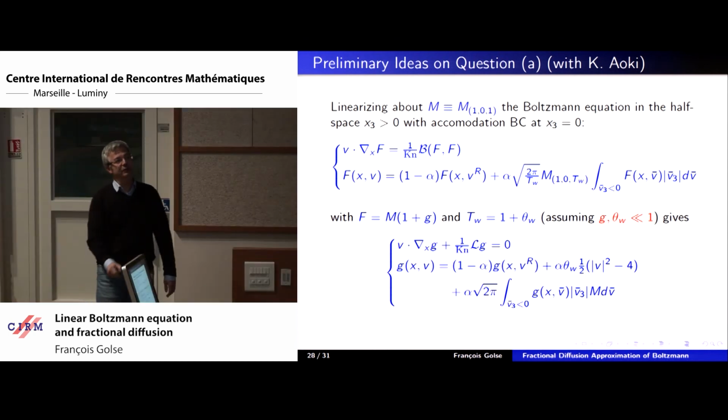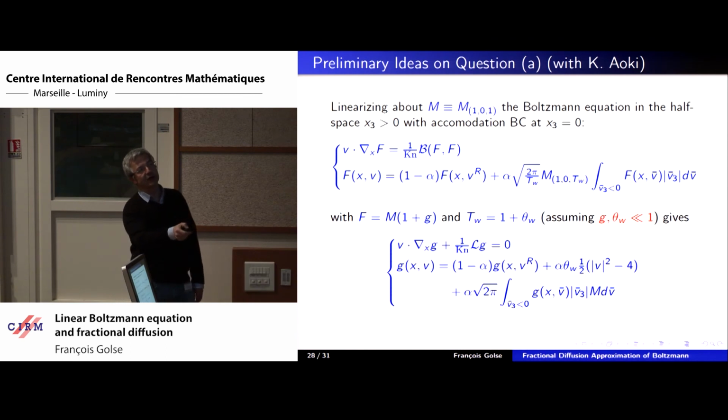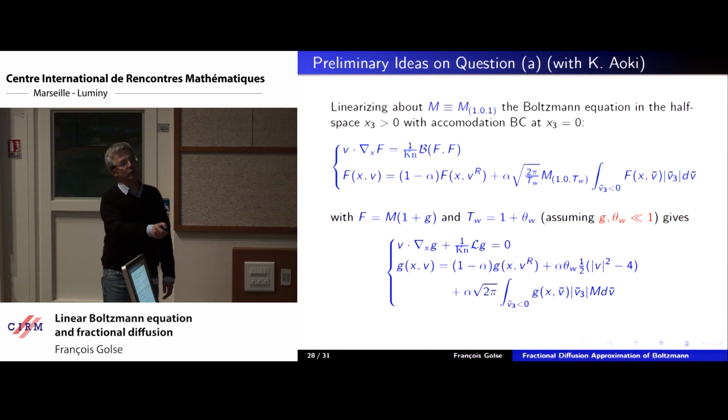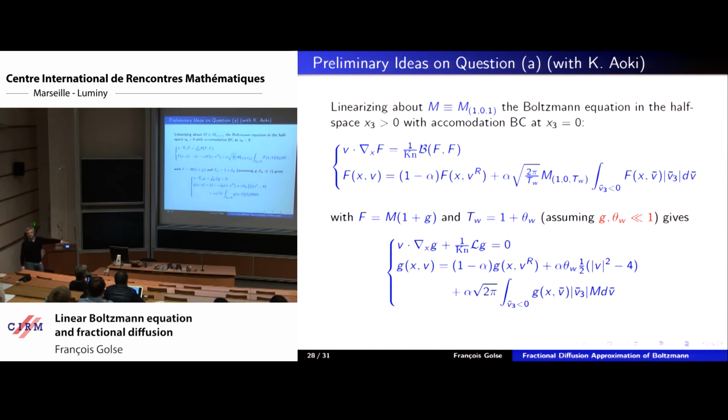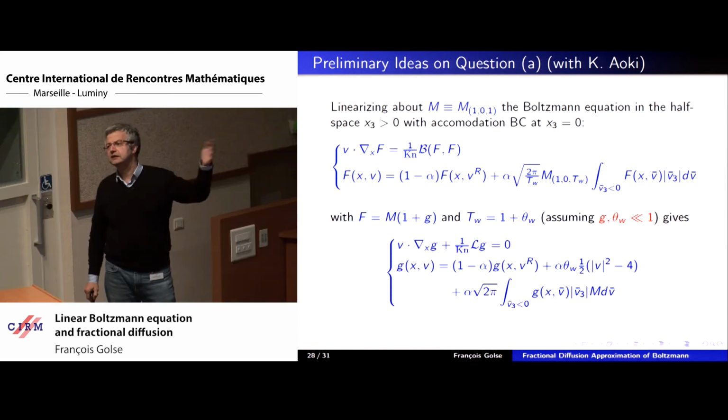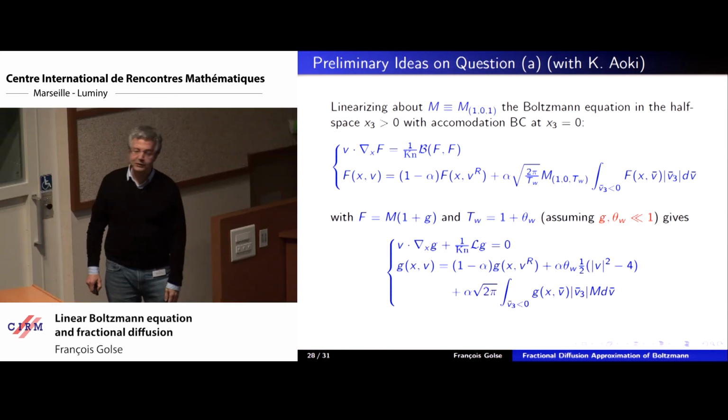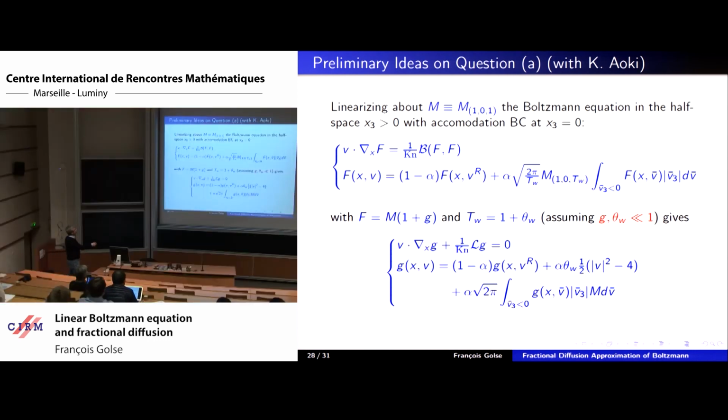Now, you start from the Boltzmann equation in this way. You assume that F is going to be a small perturbation of this equilibrium state M, right, 1, 0, 1. And accordingly, you assume that the temperature on the wall is a small fluctuation of the constant temperature equal to 1. So it's almost at equilibrium with the gas, or more, I should say that the gas is almost at equilibrium with the boundary, which is probably more physically correct. And then if you drop the nonlinear terms, you have a linearized Boltzmann equation, which looks very much like the one I presented before, except that it does not satisfy the maximum principle.